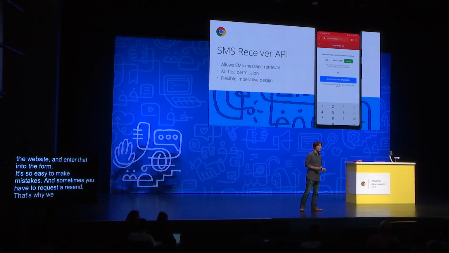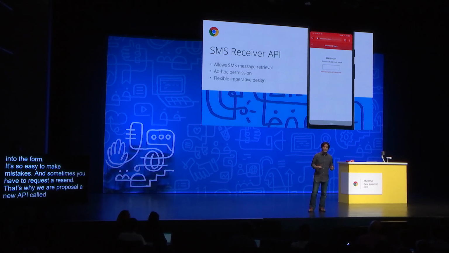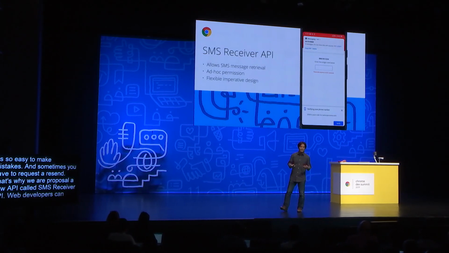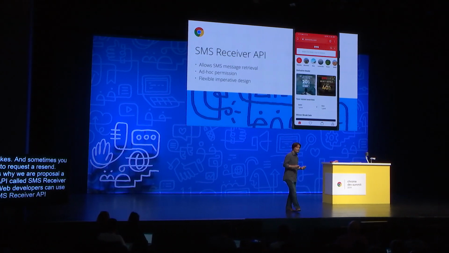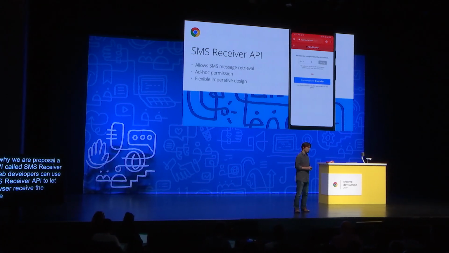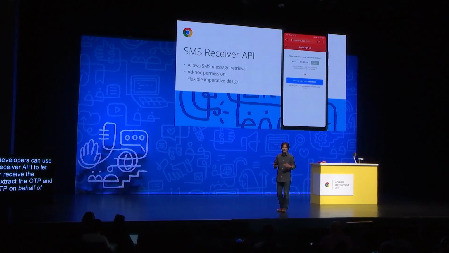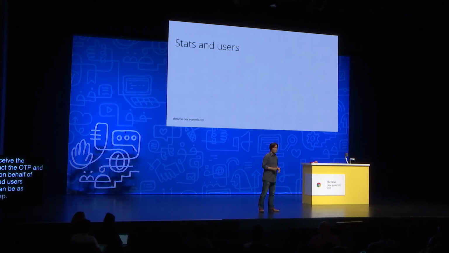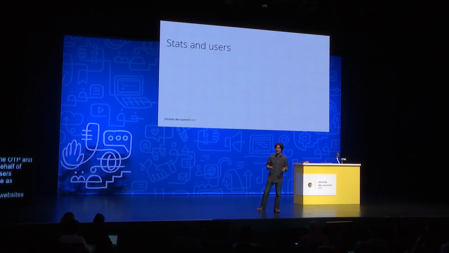That's why we are proposing a new API called the SMS Receiver API. Web developers can use the SMS Receiver API to let the browser receive the SMS message, extract the OTP, and enter the OTP on behalf of the user. For end users, entering the OTP can be as simple as one tap. And we have a few websites that are experimenting with this API already.